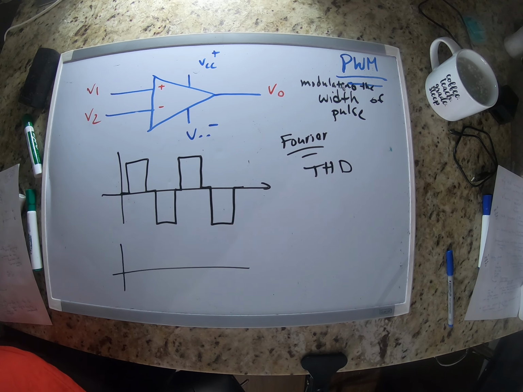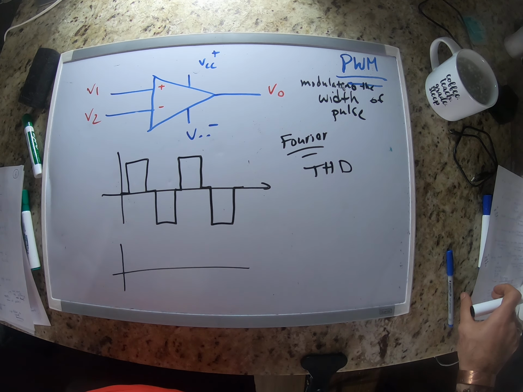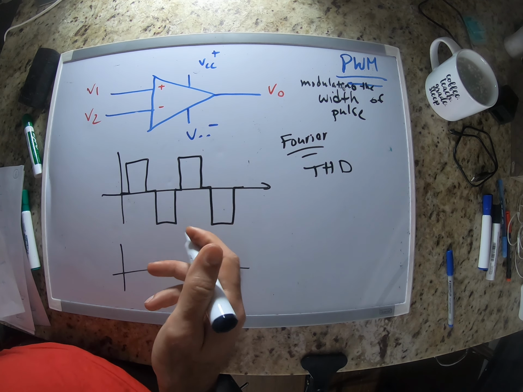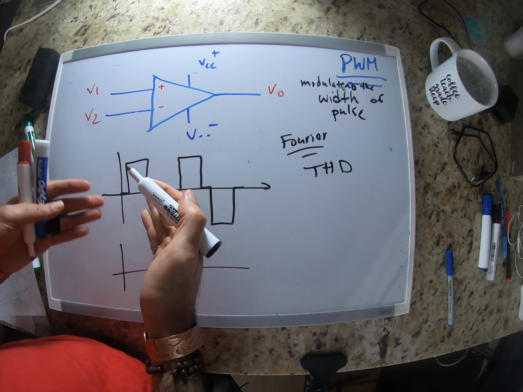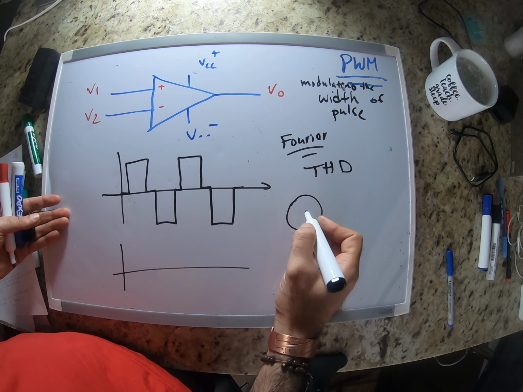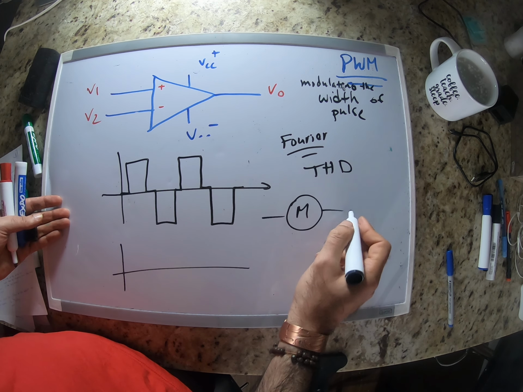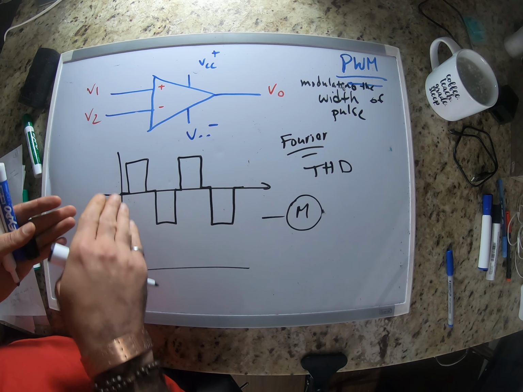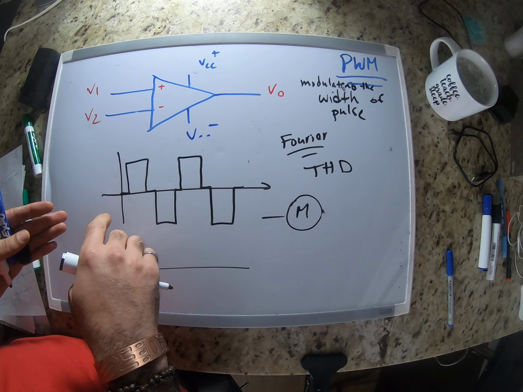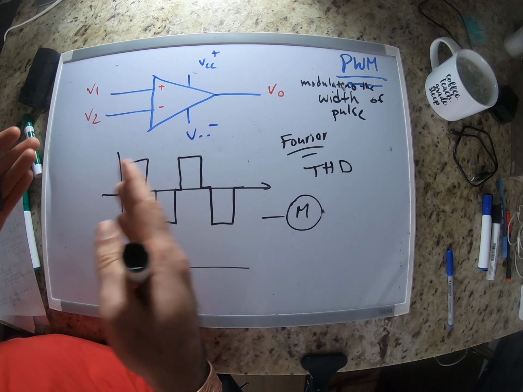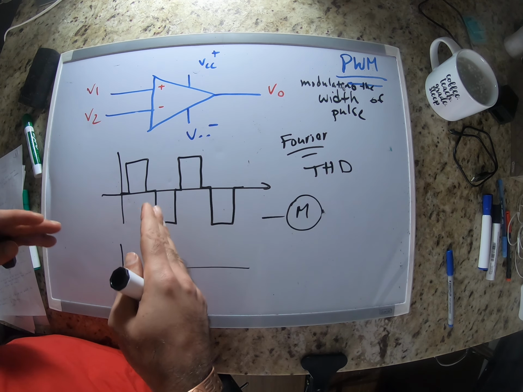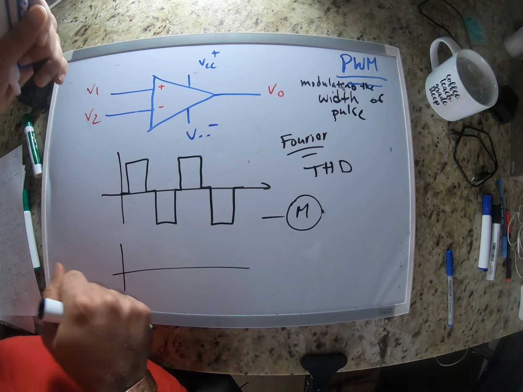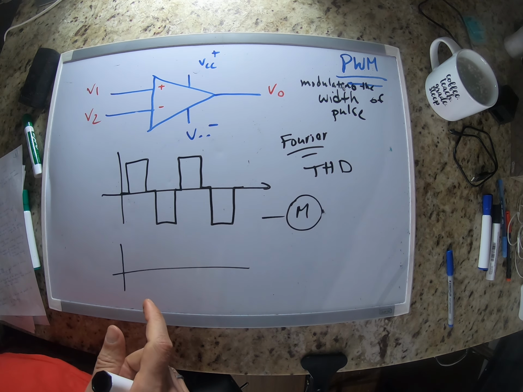And why are harmonics bad? I wrote many problems with having harmonics. So first of all, if you supply this voltage to a load, let's say a motor, your motor is going to have torque pulses, or pulsating torque. Basically your motor is not going to be running smoothly, with just jumps and jumps and jumps. So that's not ideal, right?